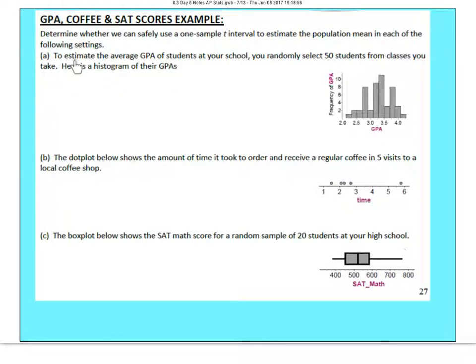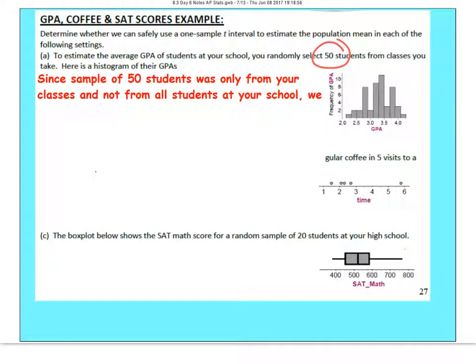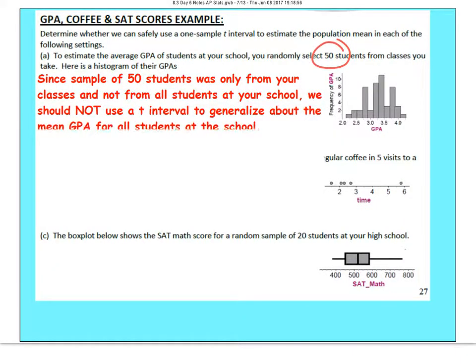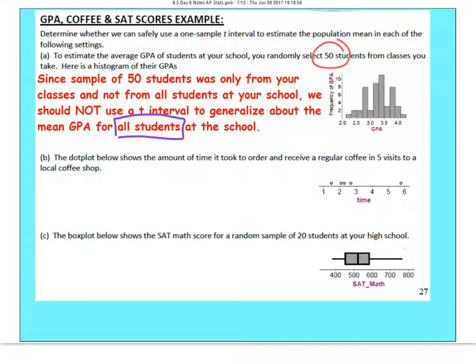Here in example A, we want to estimate the average GPA of students at your school. We randomly select 50 students from your class, and we see a histogram here of their GPAs at the right. Are we okay with the normal condition being met? Yes, we're okay that the normal condition is being met because this is clearly greater than 30. However, here's where you have to be cautious. Since a sample size of 50 was only from your classes and not from all the students at your school, we should not use the T interval to generalize about the GPA for all the students at the school.